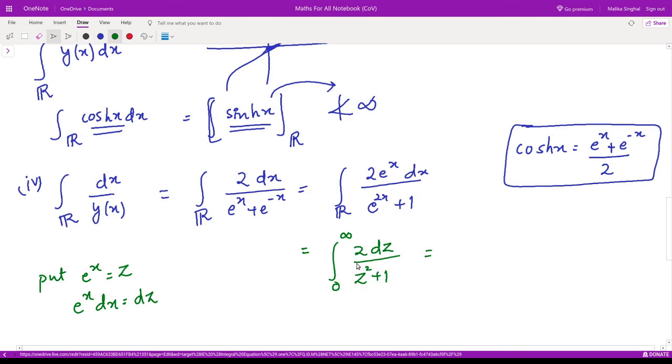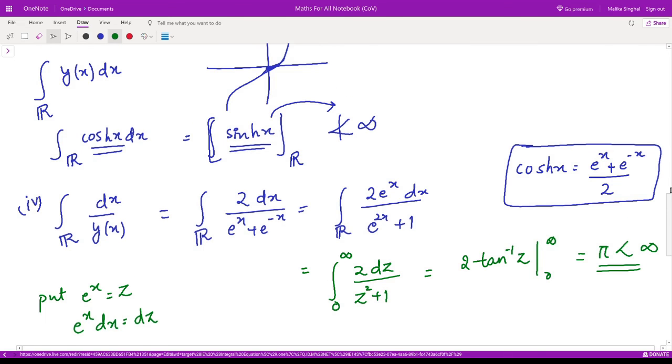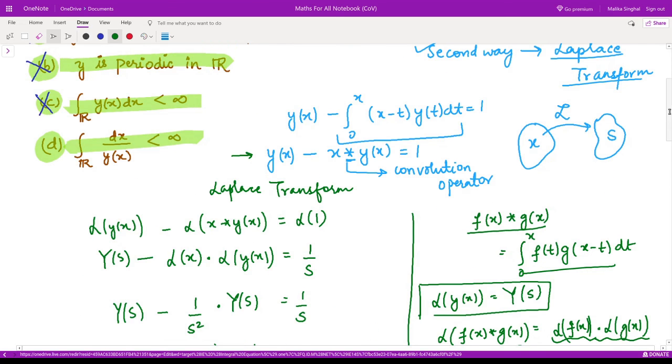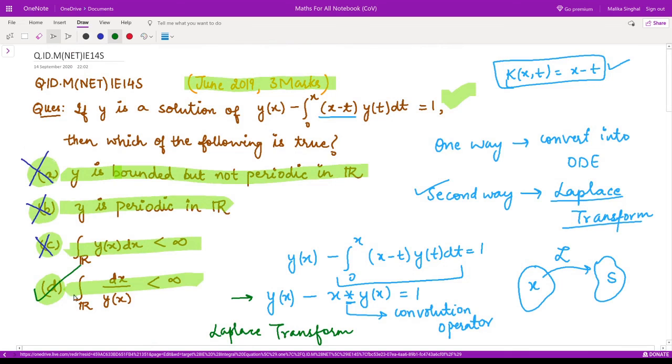So what is the integration? This 2 is a constant and comes out of the integration. The integration of 1 by z square plus 1, what would that be? Tan inverse of z, with limits from 0 to infinity. So that would be pi, and this is surely less than infinity. So this option is correct. So we have option 4 as the correct option to this question, right?